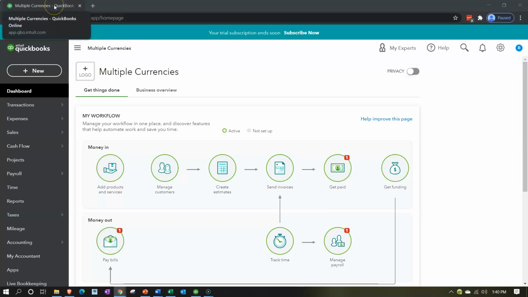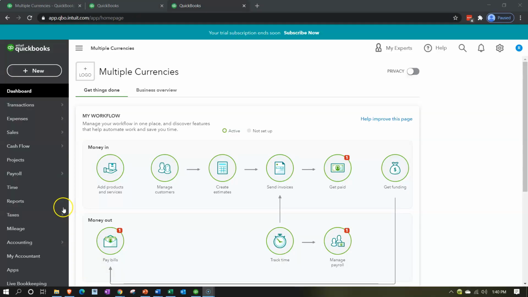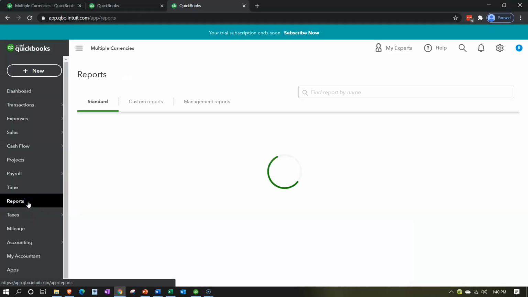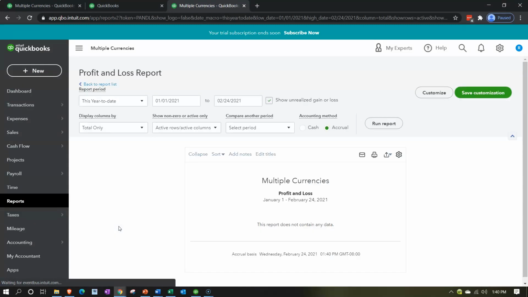Go into the tab up top to duplicate it, right-clicking on it and duplicating it. Let's do that again. Go back up top, right-click and duplicate again. Then we'll go on down to the reports on the left-hand side. We're going to be opening up the good old profit and loss, the P and the L.